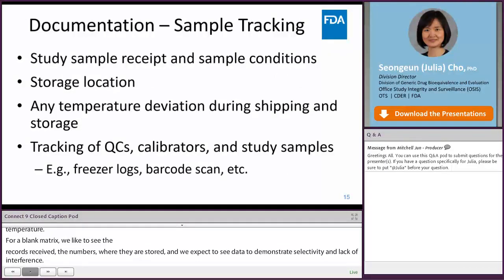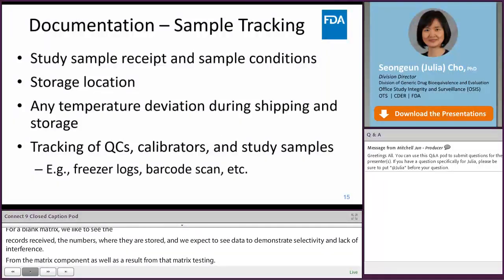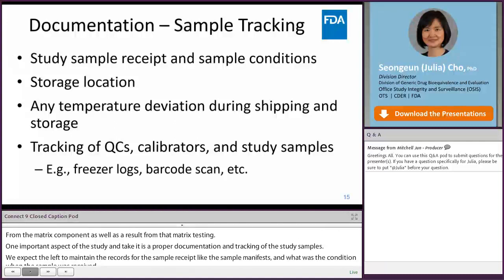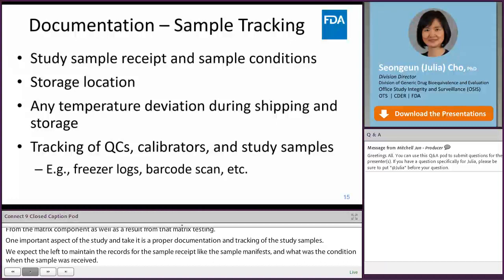One of the important aspects of study integrity is proper documentation and tracking of study samples. We expect the lab to maintain the records for sample receipt, such as the air bill or sample manifest, what condition the samples were in when received, and where they are stored. And as we mentioned before, it is important to make sure samples were in proper temperature condition during shipping as well as throughout the storage until the study is complete. So if any temperature deviation occurred, it should be documented in full detail.